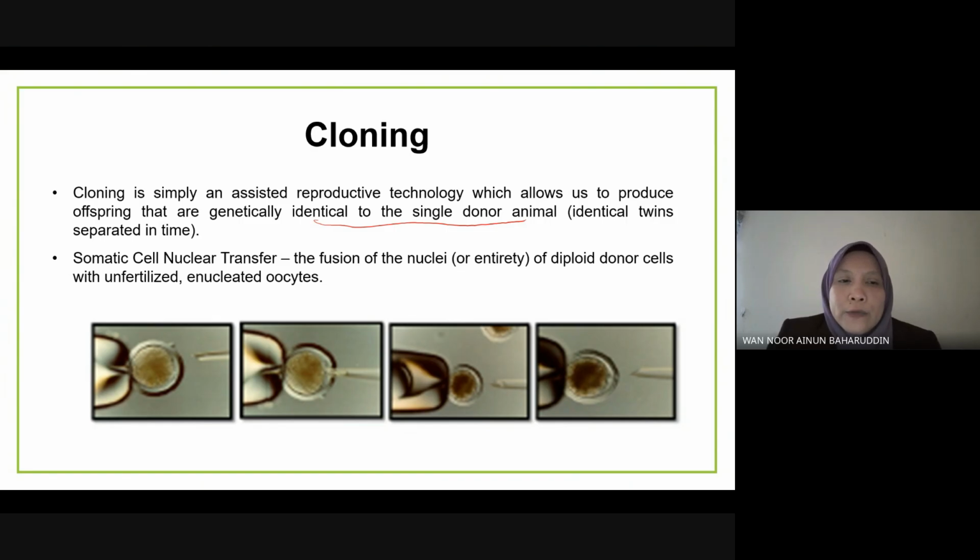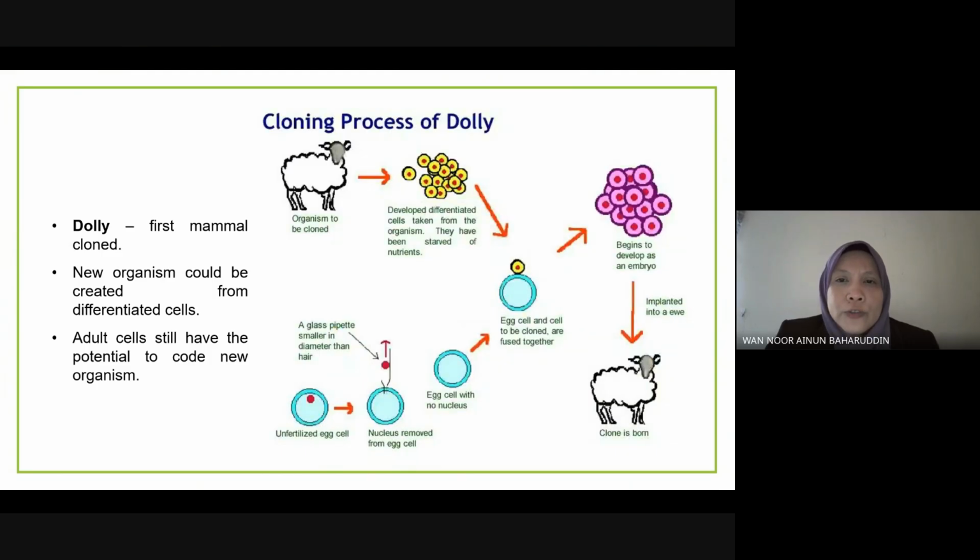And we have one technique called somatic cell nuclear transfer. This is where the nuclei are fused, the nucleus from the female and male, to get diploid donor cells with unfertilized, enucleated oocytes. This was the first successful cloning, in Dolly, a sheep, the first mammal to be successfully cloned. They create a new organism.